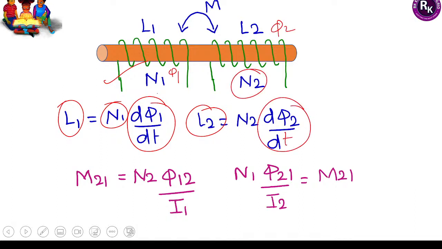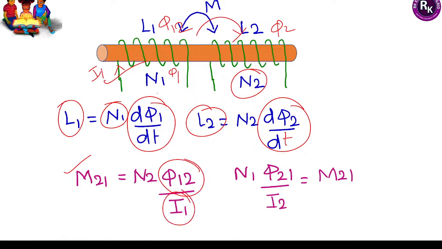Similarly, while talking about mutual inductance, it is the inductance generated by the neighbor coil, like a cause and effect. Suppose I am passing the current through coil 1, so this will generate some flux. That flux will be linked with coil 2, that is called phi 12. So this phi 12 and this current I1, the current flowing through coil 1, and its corresponding flux phi 12, meaning the amount of flux traveling from coil 1 to coil 2, will be linked with the number of turns in coil 2, and they will be generating the mutual inductance. That will be defined as M21, that is the inductance in coil 2 because of coil 1.